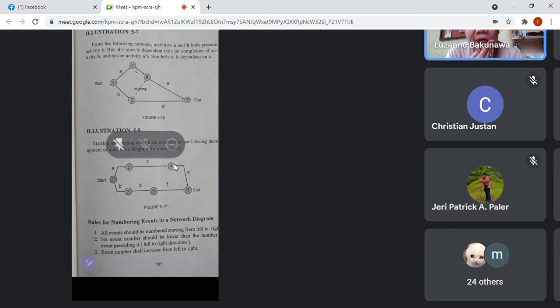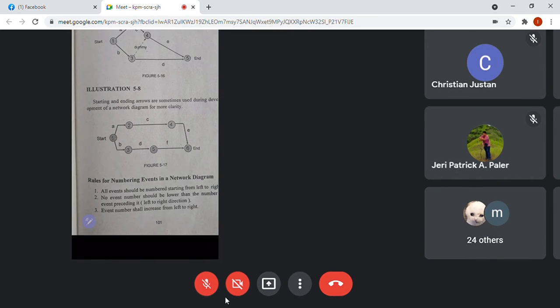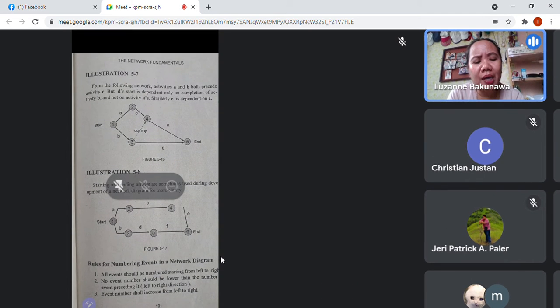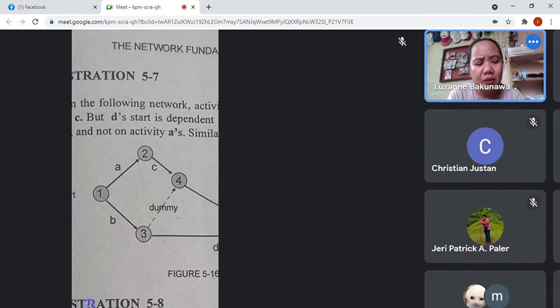It seems like the problem is in the job. I mean, in the job, no? Because he said activities A and B both precede C. So if you look at the diagram that he made, B should come before C. Right? No. Yes, ma'am. So there should be more arrows here.